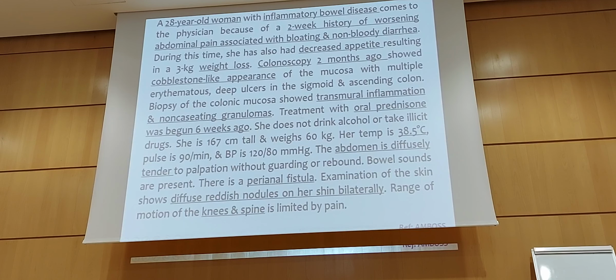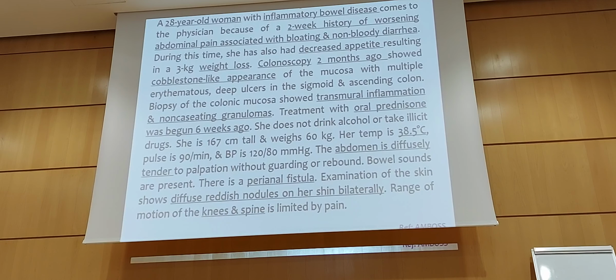And biopsy showed transmural inflammation, non-caseating granuloma. So it's a granulomatous disease, and that is the reason why it leads to fistula forming. And she was treated with oral prednisone, started 6 weeks ago. So she has been on oral prednisone, not budesonide, for 6 weeks, and again for the last 2 weeks she is having a flare. So she is on steroids, and she is having a flare.